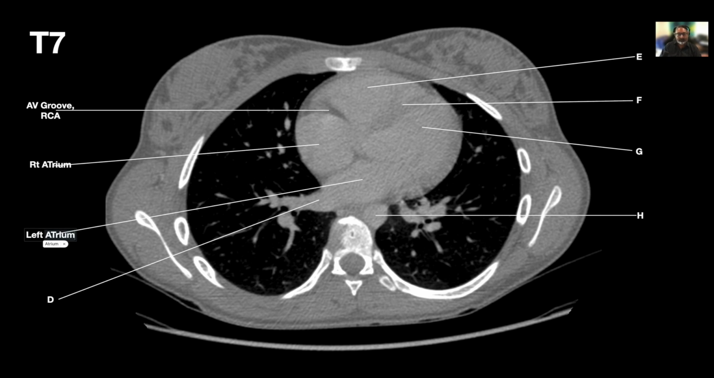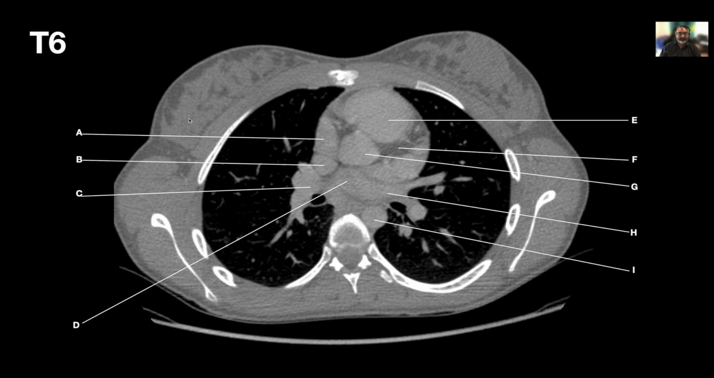Correct. Right inferior pulmonary vein. Correct. E would be the right ventricle. Left ventricle. And descending aorta again. Okay, good. Let's keep going.